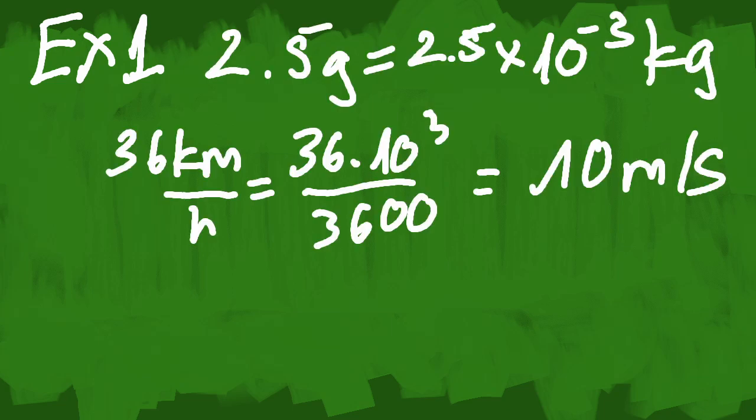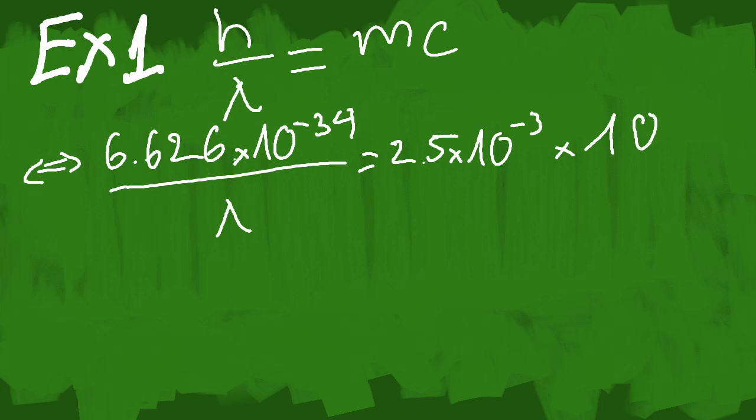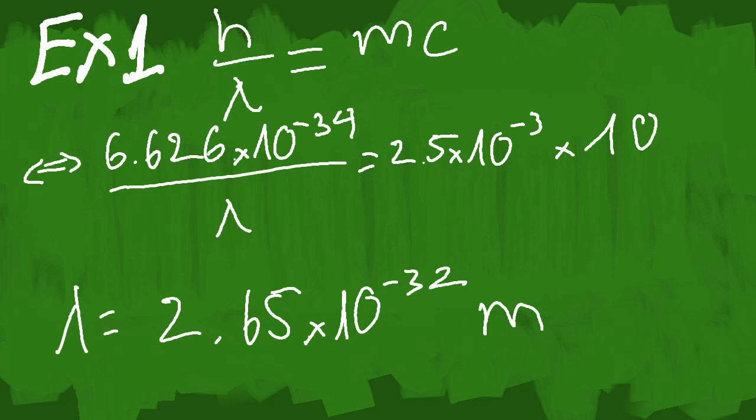So 2.5 grams equals 2.5 times 10 to the power of negative 3 kilograms. 36 kilometers per hour is 10 meters per second. Plug this in the formula, h divided by lambda equals mc, and we get 6.626 times 10 to the power of negative 34 divided by lambda equals 2.5 times 10 to the power of negative 3 times 10. So the answer is 2.65 times 10 to the power of negative 32 meters.